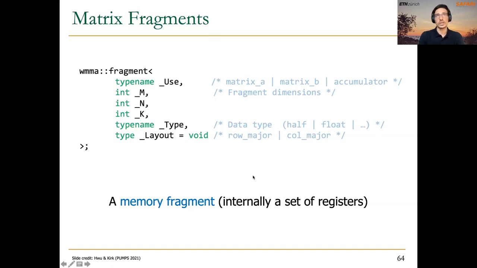First of all, the matrix fragment. Here you can see that we have to define whether this matrix fragment corresponds to matrix A, matrix B, or the accumulator. This is a fragment that keeps the partial results. Here we have the fragment dimensions. We also have the data type, either half precision, float precision, or 8-bit floating point precision, and also the layout, either row major or column major.